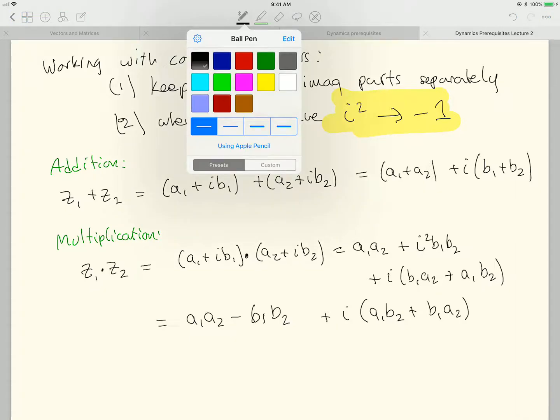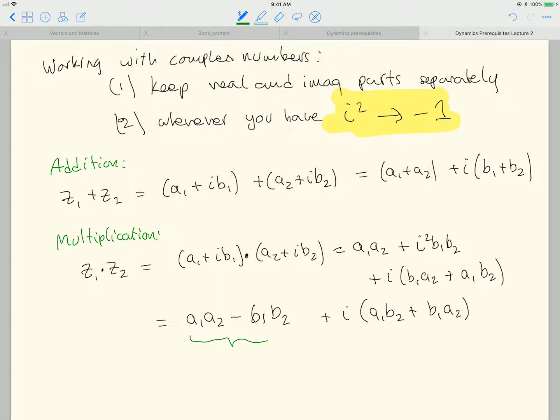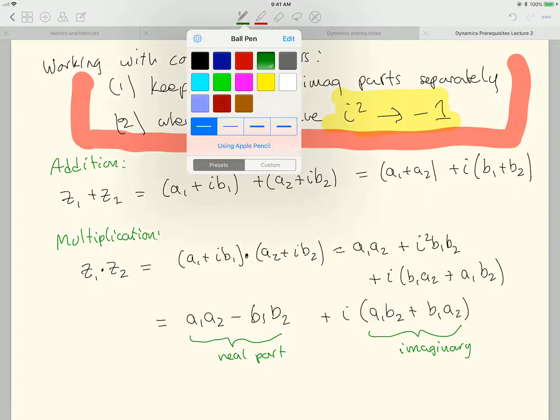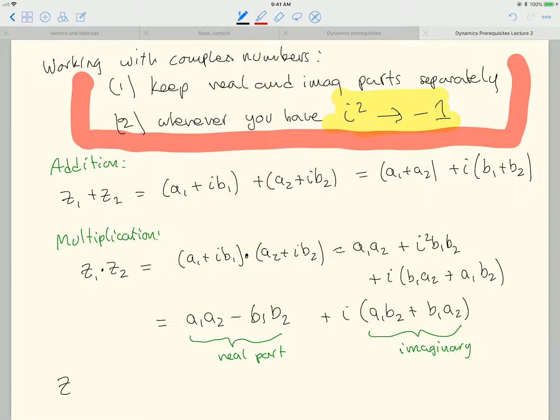Okay, and so here we've got the real part of the result, and here's the imaginary part. And these two rules that we had above are the ones that told us how to multiply the two complex numbers and give us the answer. So suppose that we multiplied z times its own complex conjugate. So that means that A2 equals A1 and B2 equals minus B1, because remember the complex conjugate, you just switch the sign of the imaginary part.